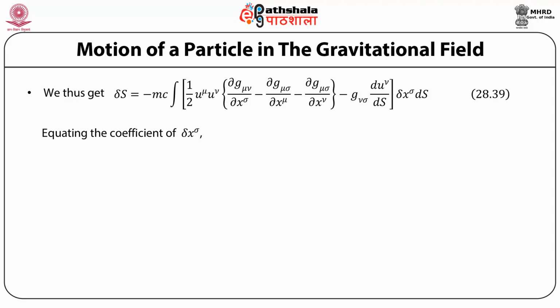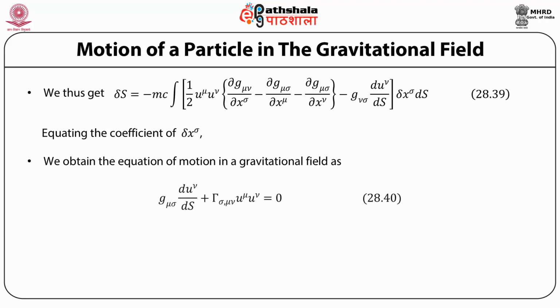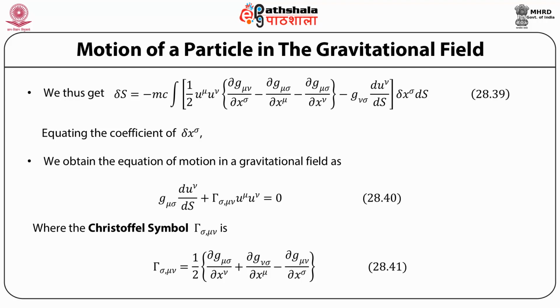Equating the coefficient of δx^σ on both sides, we obtain the equation of motion in a gravitational field as g_μσ du^μ/ds + Γ_σ,μν u^μ u^ν = 0, where the Christoffel symbol Γ_σ,μν is equal to 1/2 {∂g_μσ/∂x^ν + ∂g_νσ/∂x^μ − ∂g_μν/∂x^σ}.